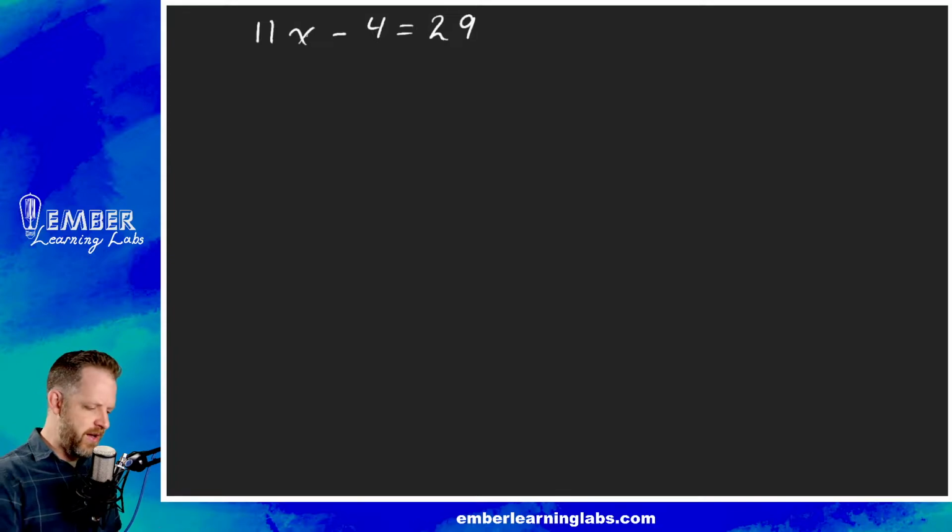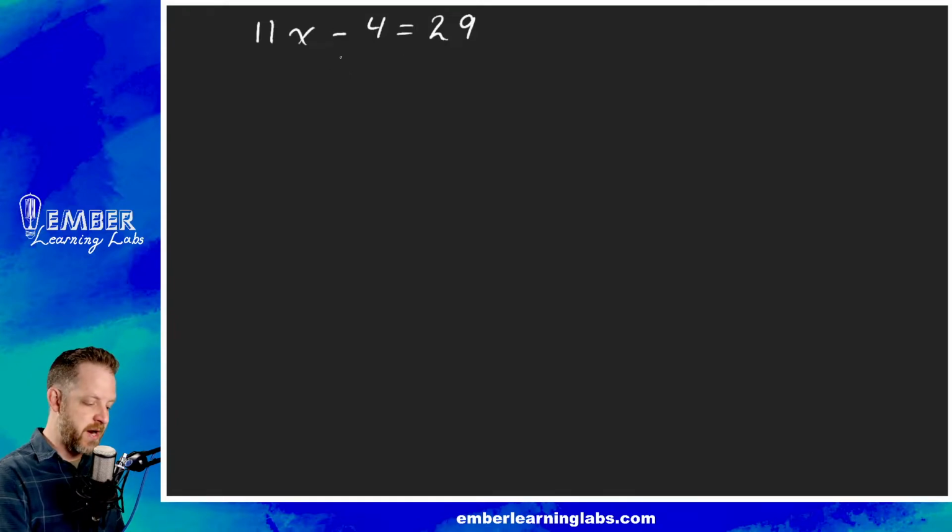Now, you can get rid of the 11, which is multiplied, so we divide to get rid of it, or you can get rid of the 4, which is subtracted, so you'd add to get rid of it. You can do it either way. But I'm going to strongly recommend on these that you get rid of the addition and subtraction first, because if you do that, you will deal with fewer fractions. So we're going to get rid of the addition and subtraction first.